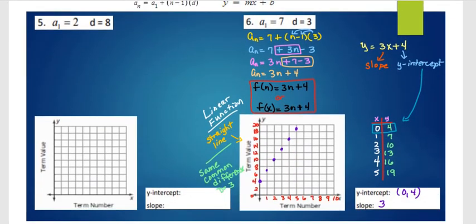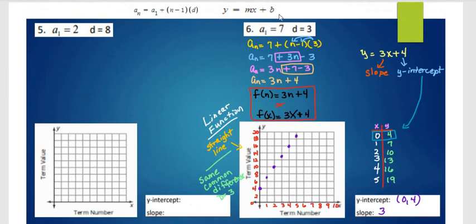So when you look at this right here, you see that when we take a sub 1 is 7 and d equals 3 and substitute it into this formula right here, you will come up with this explicit formula: a sub n equals 7 plus (n minus 1)(3). So I'm going to go through here and distribute. DSR, remember: distribute, simplify, replace.